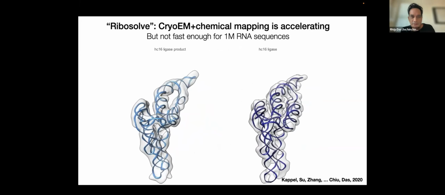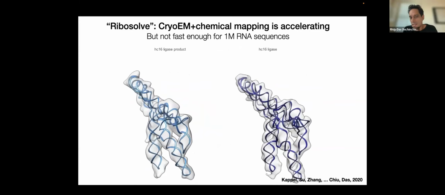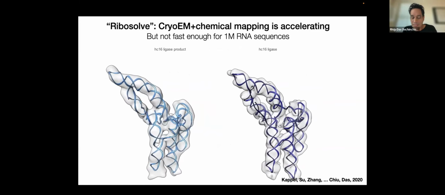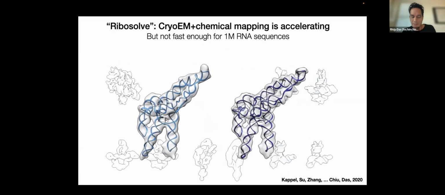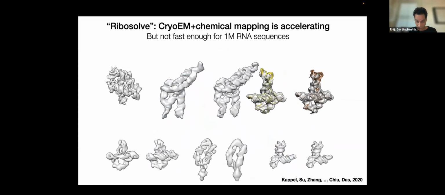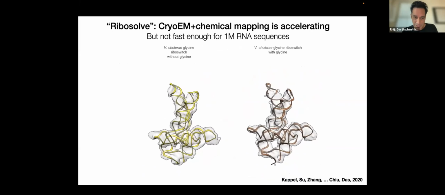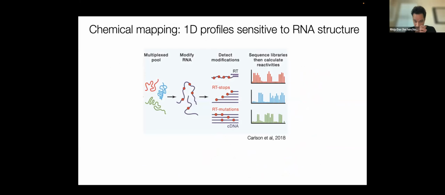But a key part of this method is the chemical mapping, which we need to at least minimally assign the secondary structure of the RNA. I'm going to explain how this technique works, especially for those of you coming more from the protein side or the machine learning side. This is a really nice graphic from Julius Lux's lab that explains the idea. Suppose you have a bunch of RNA.